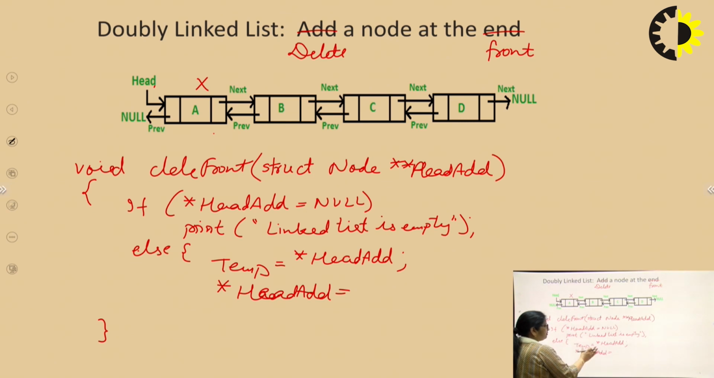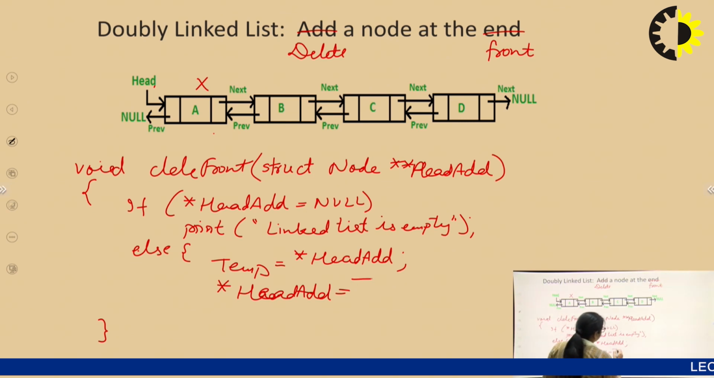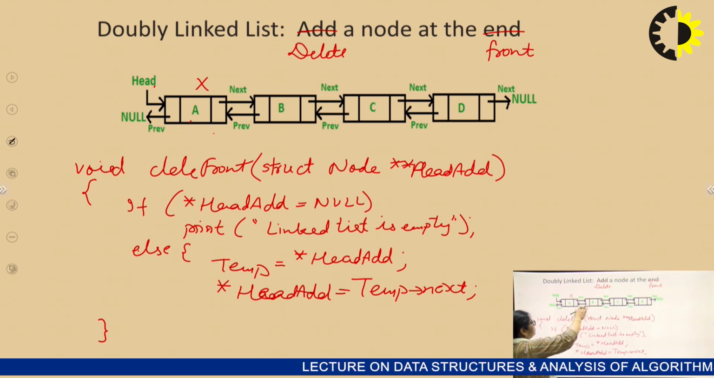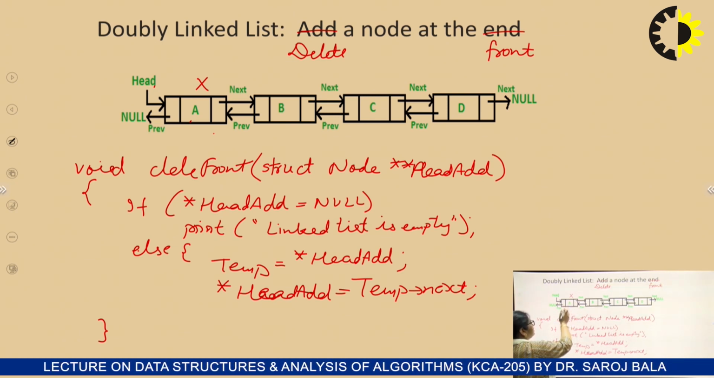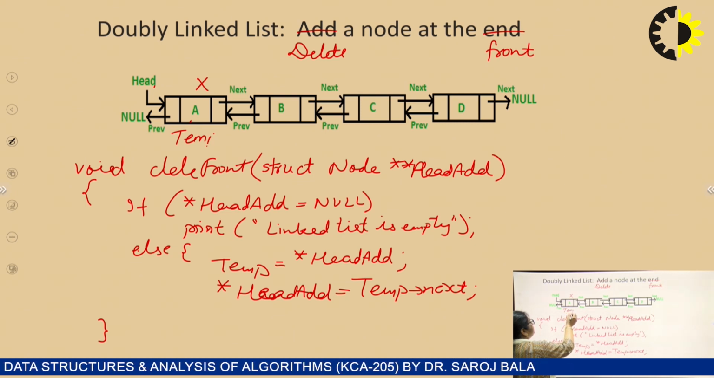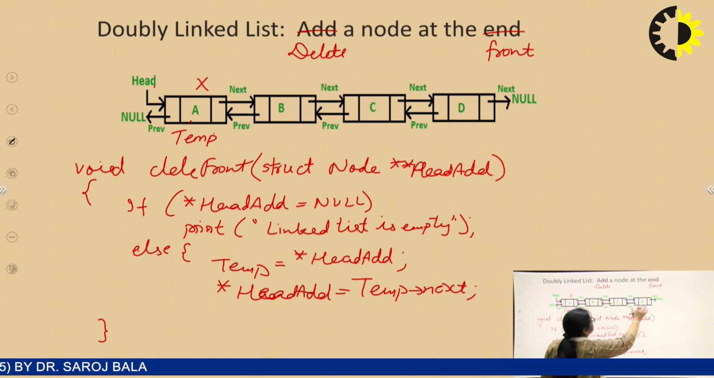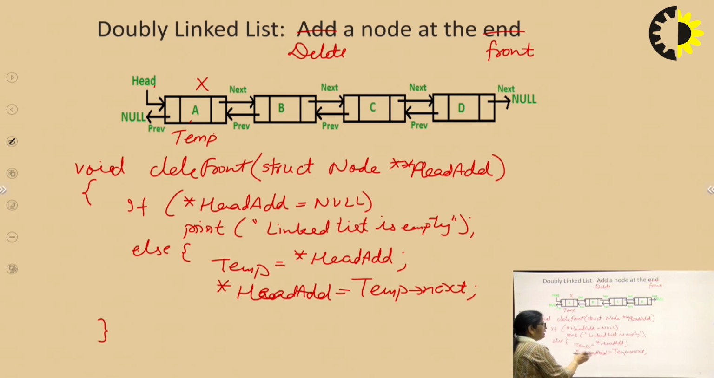What is the second node? The first node address is temp, so the second node address will be temp next. This node we have to delete, so we have taken it in temp. Before deleting this temp node, we will set up all the links so that the remaining list will be B, C, D. So the head address I changed to temp next. What is temp next? This one. So head will point to this. This change I have made.